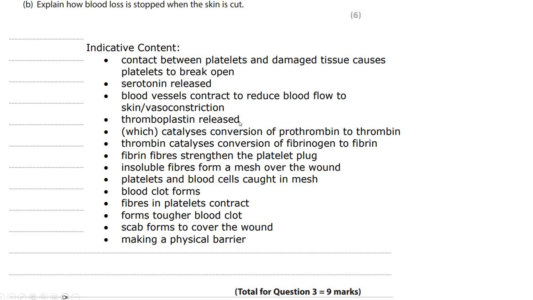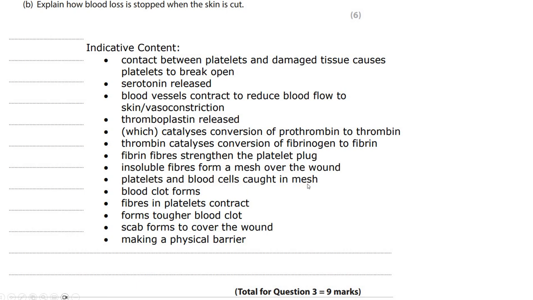Thromboplastin is released, and this thromboplastin catalyses the conversion of prothrombin to thrombin. So thrombin catalyses the conversion of fibrinogen to fibrin. So you've got thromboplastin released, which converts prothrombin to thrombin, and thrombin catalyses fibrinogen turning into fibrin. And fibrin fibres strengthen the platelet plug. And insoluble fibres form a mesh over the wound.